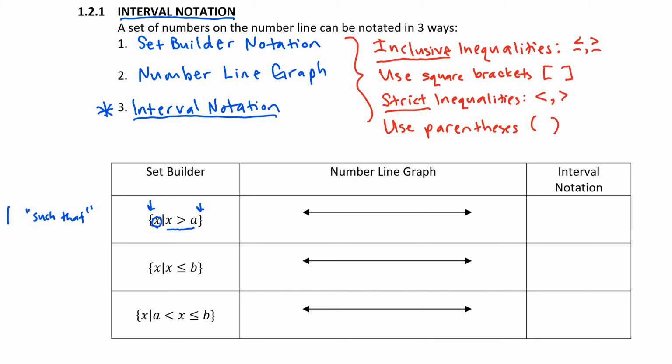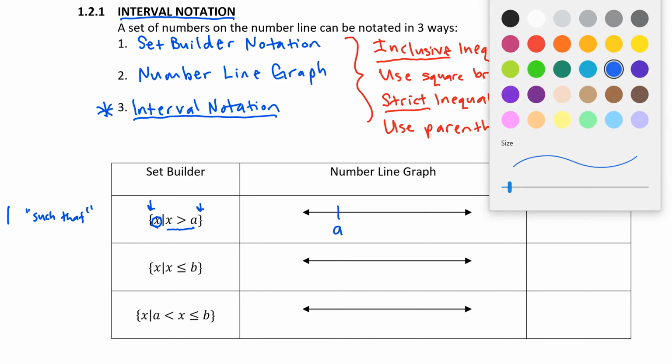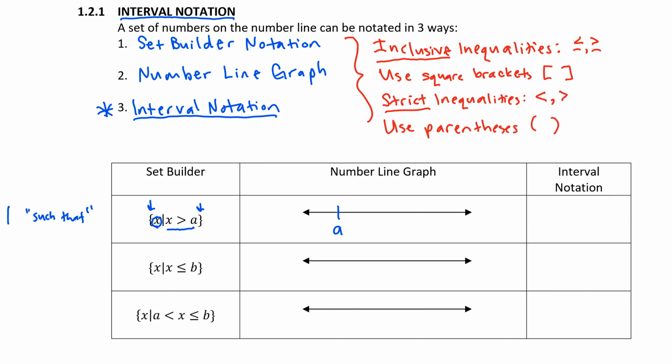Now, assuming that a is some number, the solution to the inequality is any number greater than a. So let's suppose that a is somewhere over here on the number line. I want to shade all the numbers on the number line that are greater than a. So I'm going to shade the numbers to the right of a. So any point that I choose in that shaded region represents a number that's bigger than a.